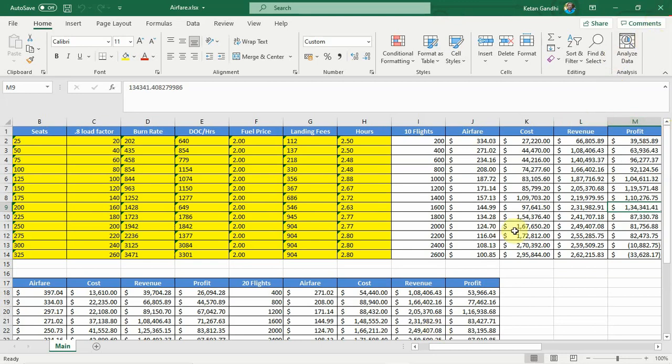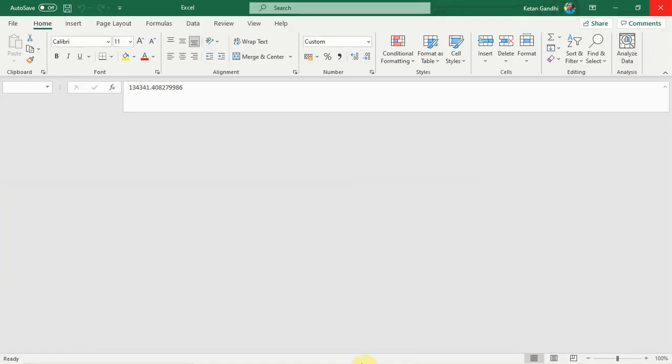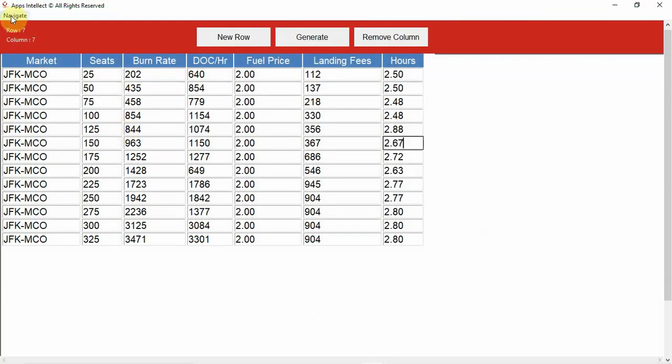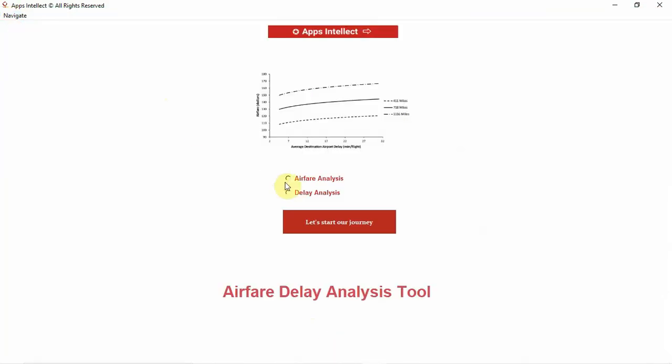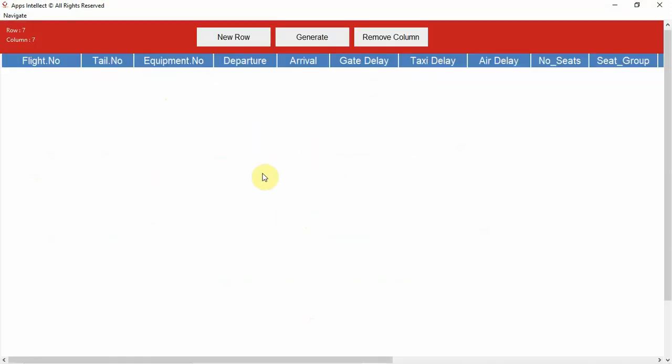Now we'll go back to the other application. We'll go back home and choose the second, delay analysis application. Click here, and this is the way the input fields will be. This is also in developer mode, so automatically when I click on the new row, the data will be generated, and based on this data a final analysis can be done. When I click the report generate button, a report will be generated, and we'll have a detailed analysis of what sort of delay costs there are.